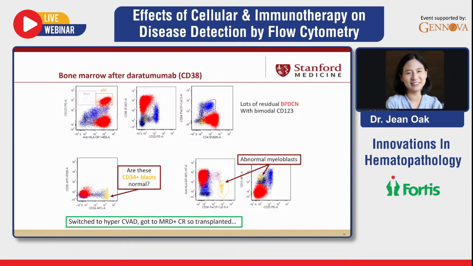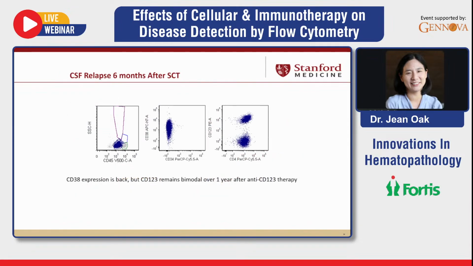But this patient was then switched to hyper-CVAD, got into clinical complete remission, although he was MRD positive, so he got transplanted. But unfortunately, he did relapse after 6 months. And this is the CSF, and you can see lots of blasts everywhere. Because it's been over 6 months since the last daratumumab, you see that the CD38 came back, but the CD123 still remains bimodal.